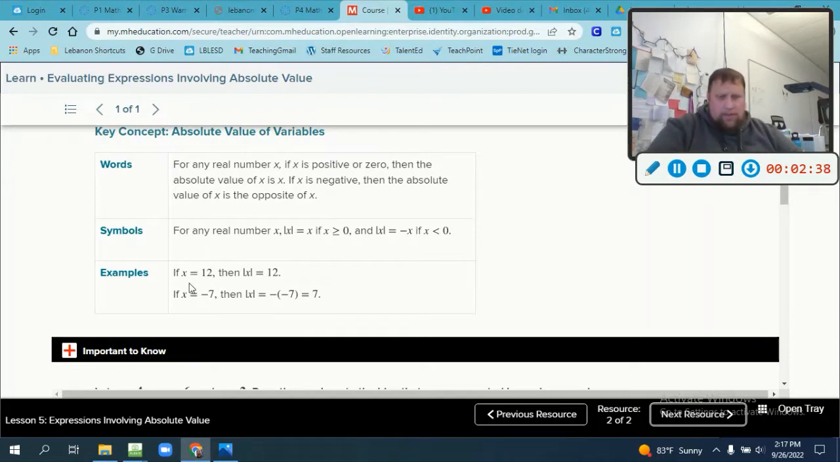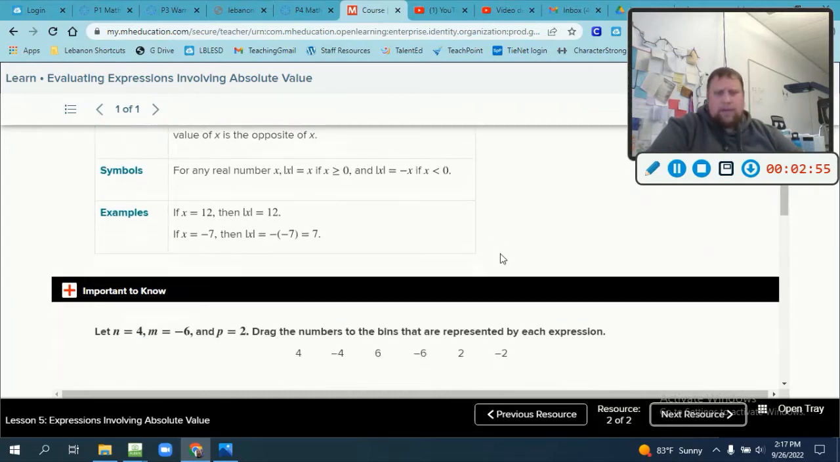So in other words, if x equals 12, then the absolute value of x is 12. It keeps a positive number positive. But if x is -7, then it's going to make it a positive, the opposite, right? The negative of that, which is negative makes positive, and that becomes positive 7. Makes everything positive. Just know that. The absolute value makes everything positive.